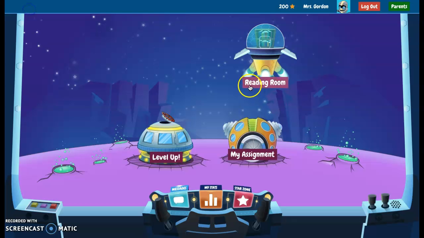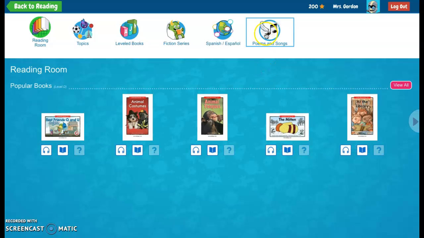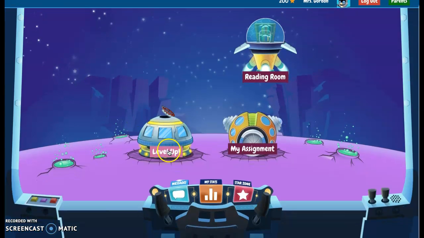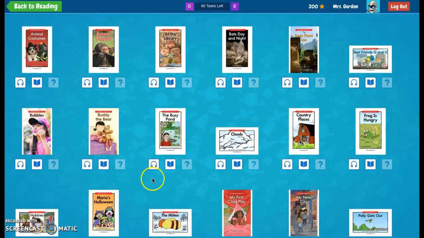Let me go back, sorry. If you also click on Reading Room, they have some fun little poems and songs too. So not only do they have books by topic, by level, by fiction, if you wanted Spanish books too, and poems and song books are all there together. But the other thing you can do is level up. So if they want to move from D to E, then they could read 3 books that way.